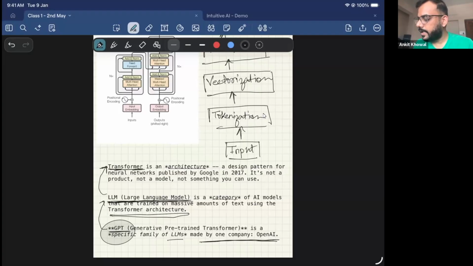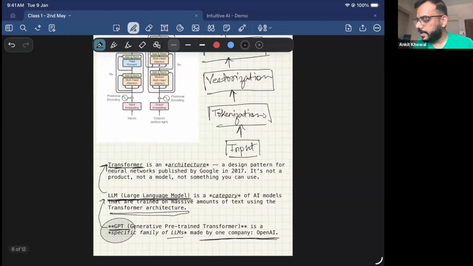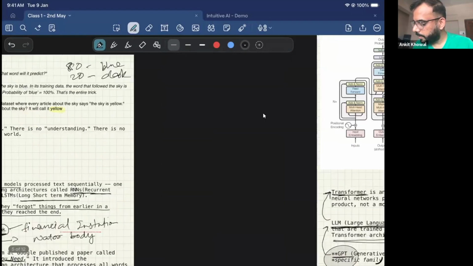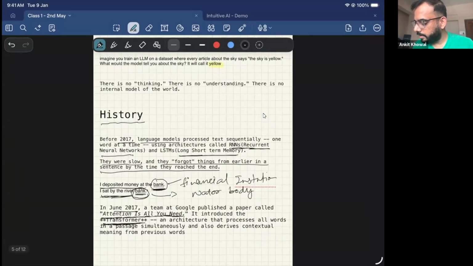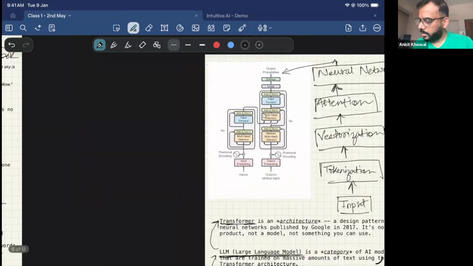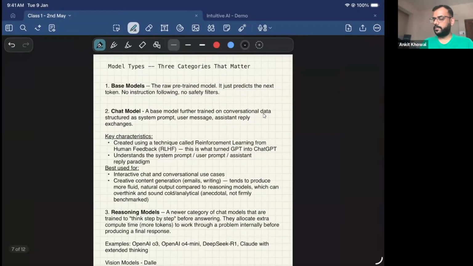So this was a brief history of the LLM. The main point to know is that in 2017, Google did some research around how language models can be improved. They came up with this paper, Attention Is All You Need, and the concept of transformers came in, which changed the industry entirely. Okay. So now let's dive into model types.